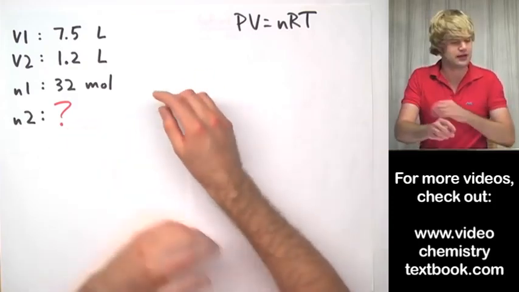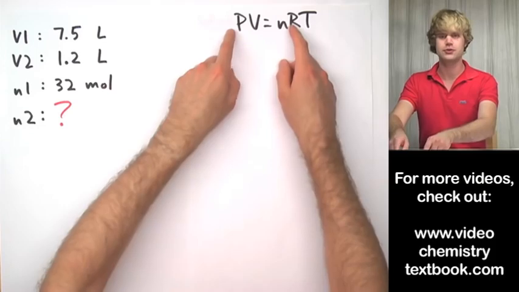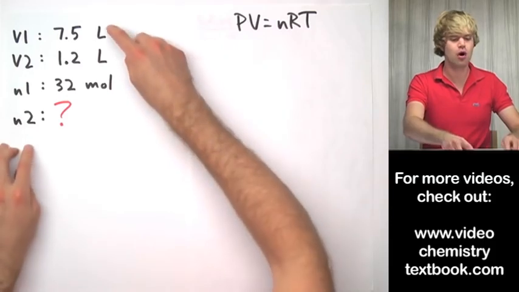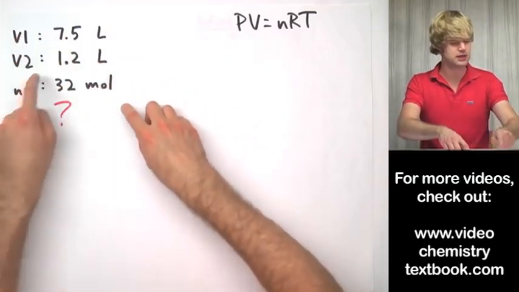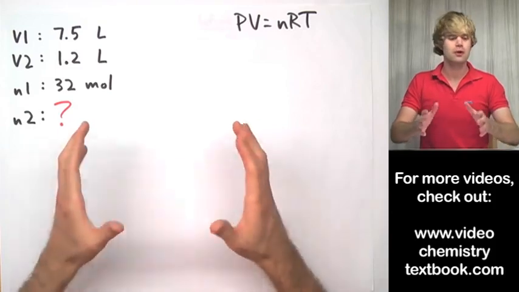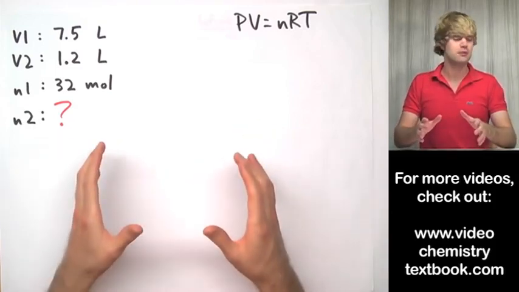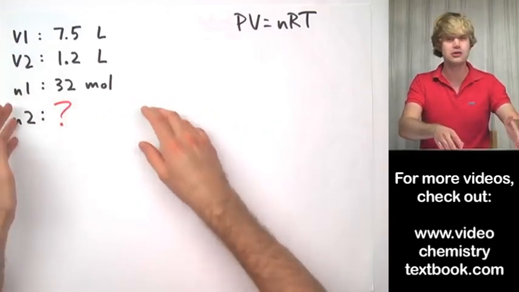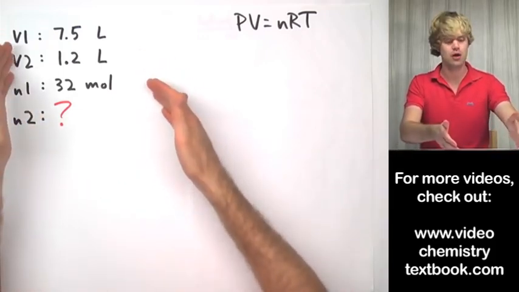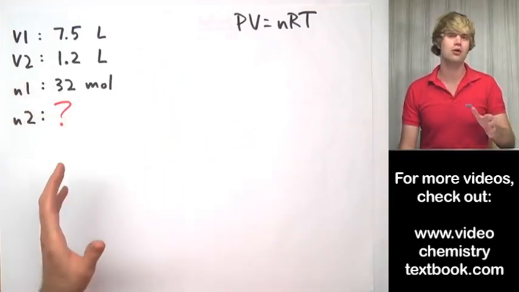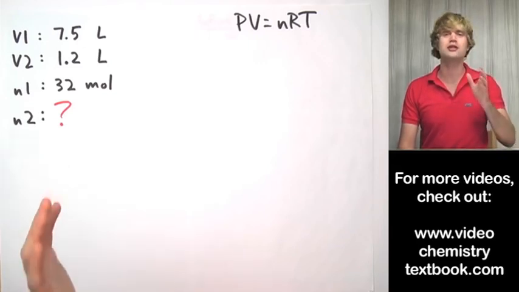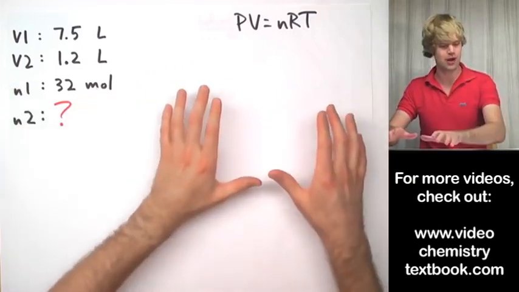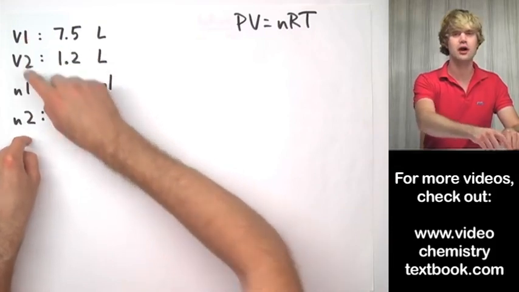Now, one question that I do often get is, how do you know which variables you want to rearrange the equation for? You know, teachers and textbooks don't always ask questions where they just say V1 is this, N1 is this, and so forth. So if you're given a word problem, it can be a little bit trickier to find out what variables you're using and whether they're V1, N2, or whatever. So if you're having a little trouble figuring out what the variables are, watch my video called Which Gas Equation Do I Use?